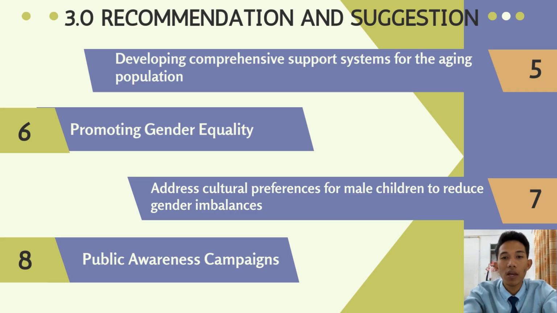Number 6, promoting gender equality. Promoting gender equality is another critical area. Policies should aim to protect the rights of girls and women, ensuring they have equal access to education, healthcare, and employment opportunities. Number 7, address cultural preferences for male children to reduce gender imbalances. Addressing cultural preferences for male children will help to correct gender imbalances and promote social stability.